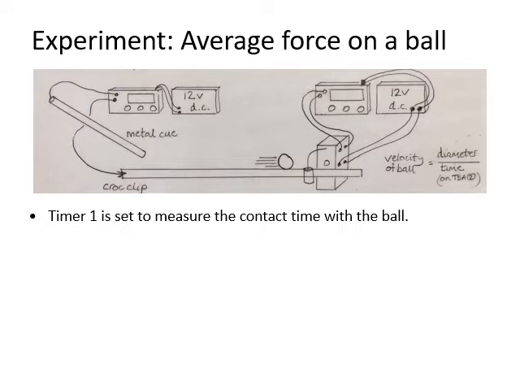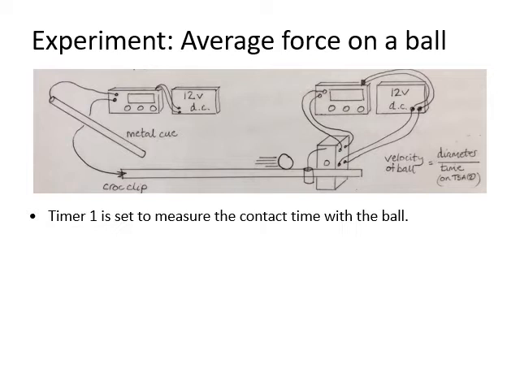So timer 1 is going to measure the contact time with the ball. Because the cue in this case, or the golf club, is made of metal, and the track and the ball are also made out of metal, when the cue hits the ball, this completes the circuit, and the circuit is completed as long as the ball is stationary. When the ball starts to move, the circuit is broken, and so you get the contact time from how long this circuit is completed for.